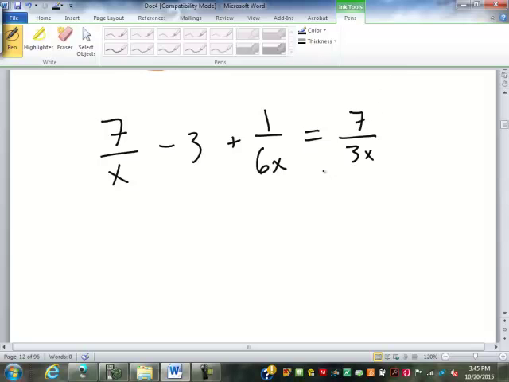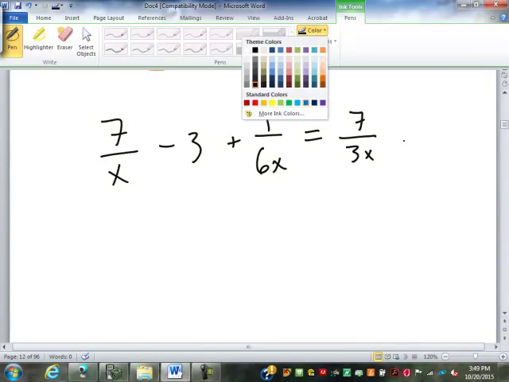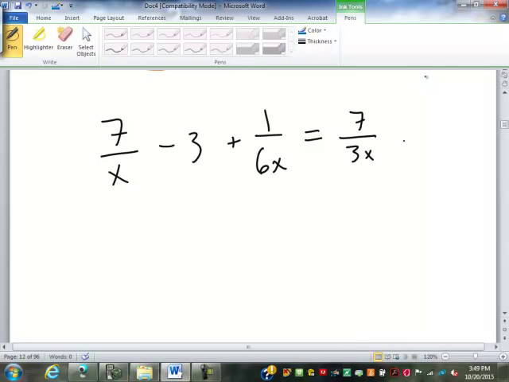Okay, give that one a shot. See how it goes. So what's our common denominator for this one? X, 6x, and 3x. It's going to be 6 and x. So 6x.